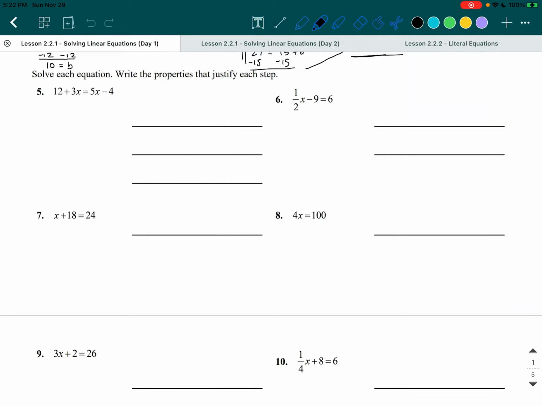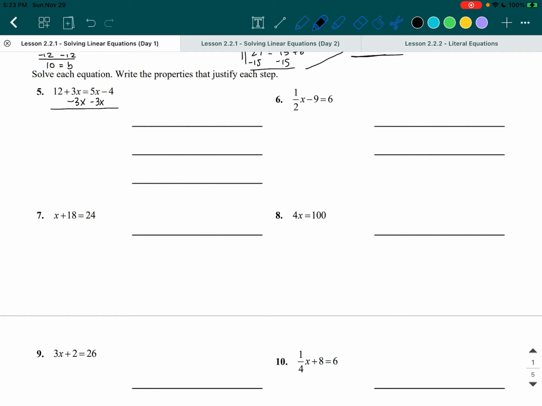All right, for this last section, we want to solve each equation and write the properties that justify each step. So the first thing we want to do is bring all the x terms to one side. In this first problem, we have a 3x and a 5x, and they're on different sides of the equal sign. So what I want to do is bring one of them to the other side. It doesn't really matter which one, but to make it easier on ourselves, I'm going to subtract the 3x from both sides of the equal sign.